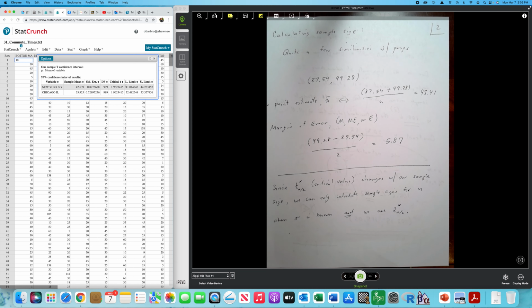All right, moving on, calculating sample sizes. Now, you're going to find quite a few similarities with proportions.